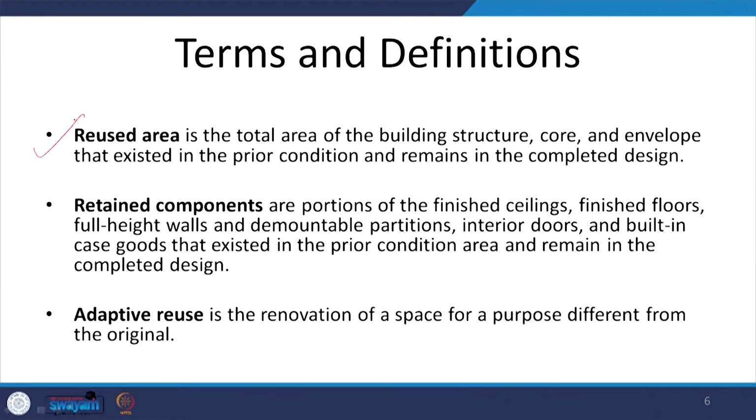So, do not get confused that this criteria is not available when we are going ahead for new buildings, new constructions. So, when we are going for building reuse, which is a very strong strategy for conserving materials, we are talking about reused area. Now, this is the total area of the building structure which can be reused in the new design as well. Then we are talking about the retained components. Here we are only talking about the structural components. So, the finished ceilings, finished floors, full height walls and demountable partitions, all of that can be retained in the existing structure.